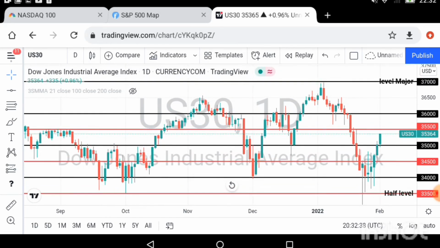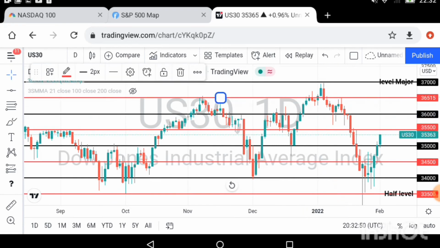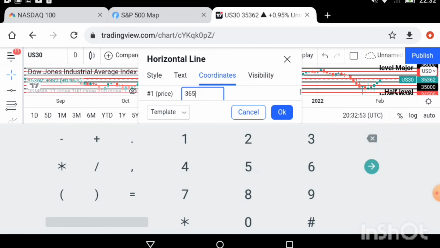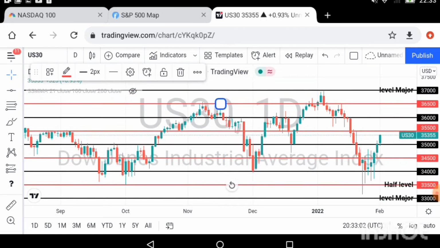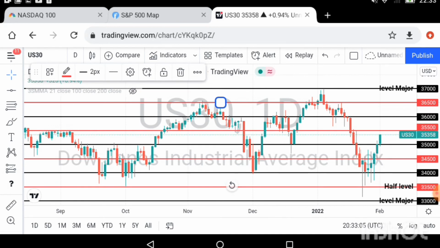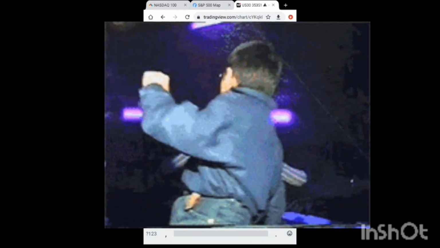Now this last one, this last one. 36,500. Yeah, 36,500. Also correct. So this one will also be marked as a half level. Let's go and mark it as a half level. I'll write the text half level, half level, half level.